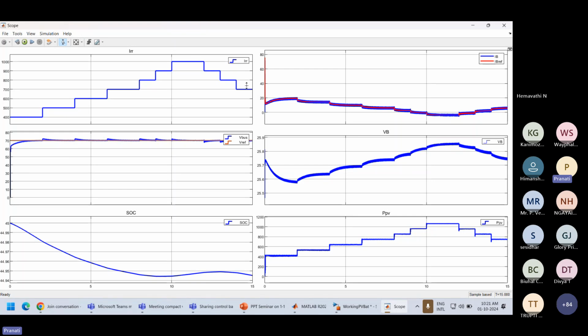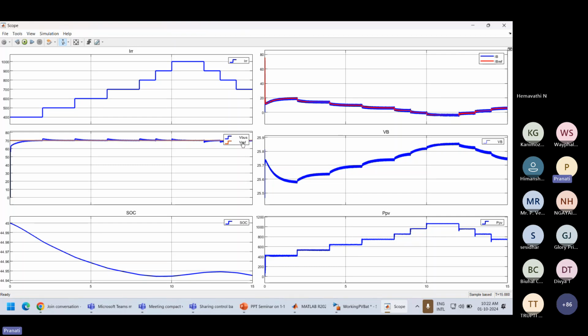As the irradiance goes on increasing, it reaches 1000, then decreases. When it reaches 1000 watt per meter square, you see that this PV power also reaches 1000 watt per meter square. PV power also at 400, 500, 600, 800, it also continuously changes. See this one continuously changing and goes on decreasing after 1000 watt per meter square PV power. In spite of the change in the irradiance from 400 to 1000 again to 700 watt per meter square, you can see that the DC bus voltage is maintained constant at 70 volt.